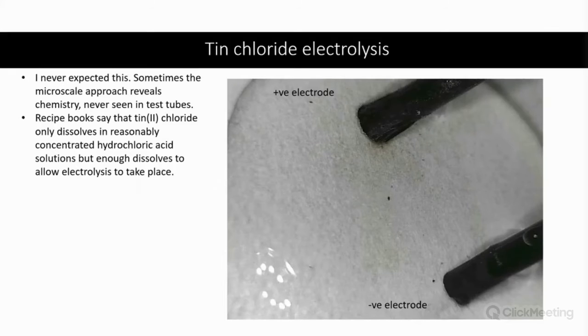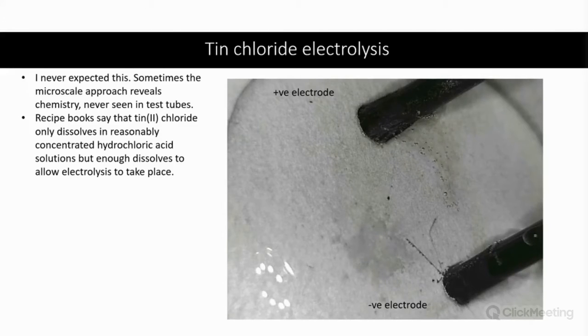Well, this is my final video of this section, and this time I'm putting tin chloride in. I was surprised at this because all the textbooks tell me that tin chloride doesn't dissolve in water. I've got to add conc hydrochloric acid to it, but you don't. You just put the solid in. The solid dissolves, and then something starts to happen, and bubbles start to appear at the electrodes.